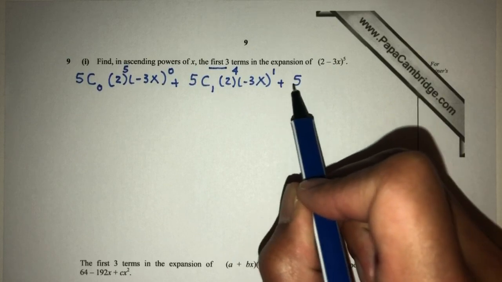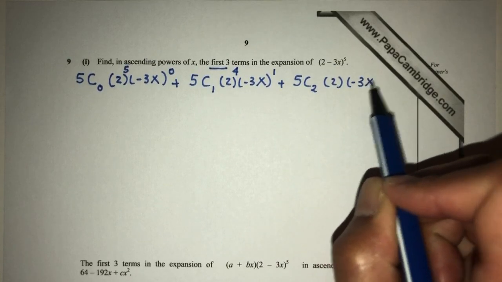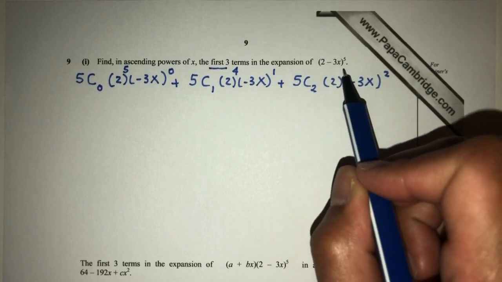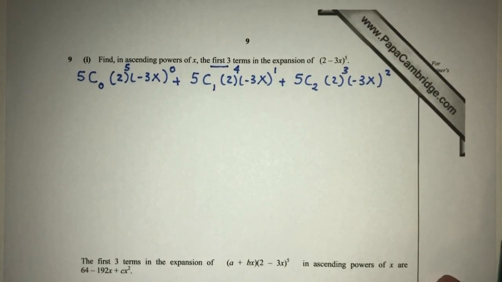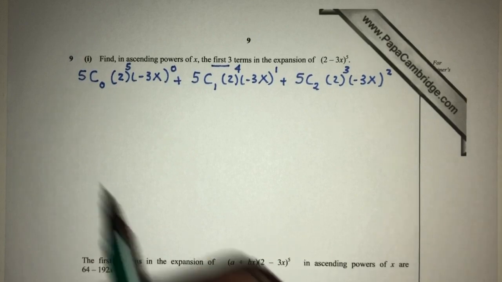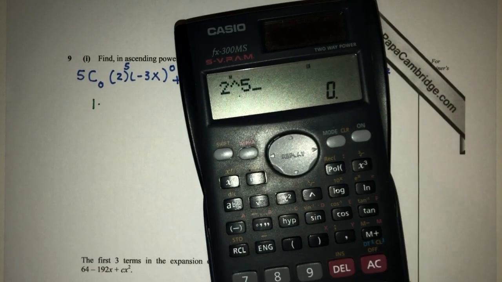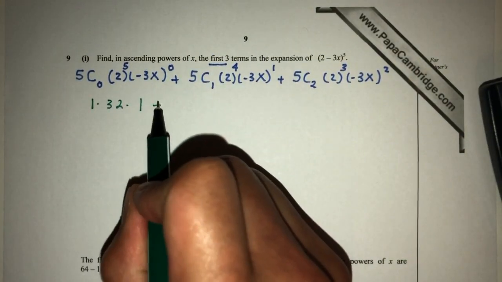Next one, 5 choose 2. That will be 2 and minus 3x. This is 2. That will be 2. 5 minus 2 is 3. As you can see, we just have to replace those values in our calculators to find the value. That will be 1. That will be what? 2 power 5 is 32. And that will be 1 as well.